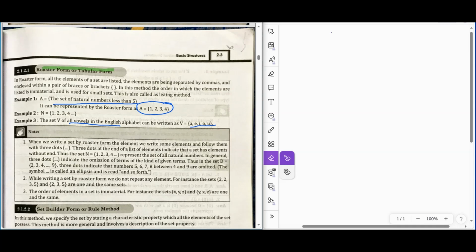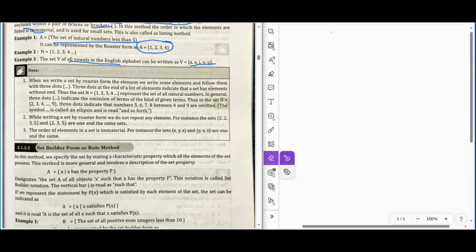What is roster form? All the elements of a set are listed, separated by commas and enclosed within braces. This is called roster form.